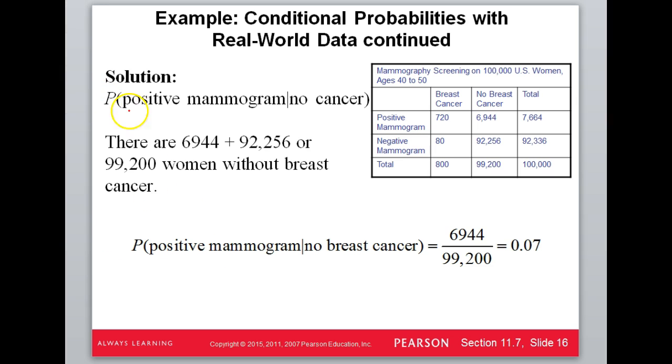So what does that mean? That means, given this scenario, there's a 7% chance of a false positive using the methods that they use to detect breast cancer. That's a little bit high. I would be looking for another type of equipment if it had that rate of a false positive. But anyway, that's what we're doing here.